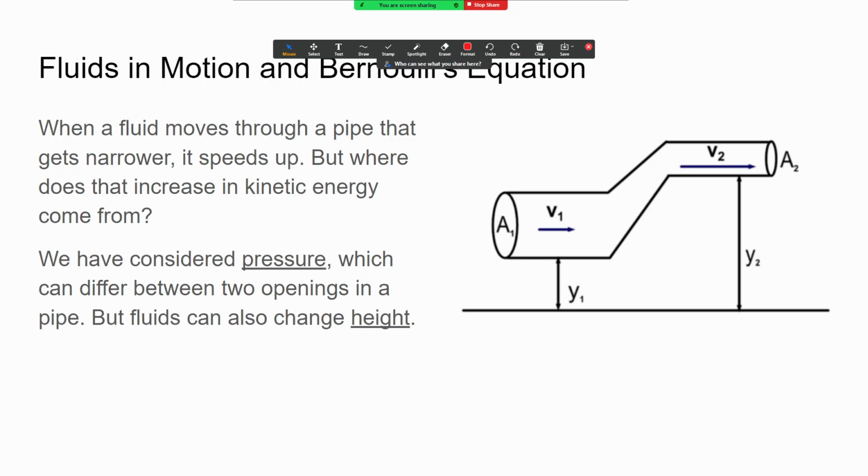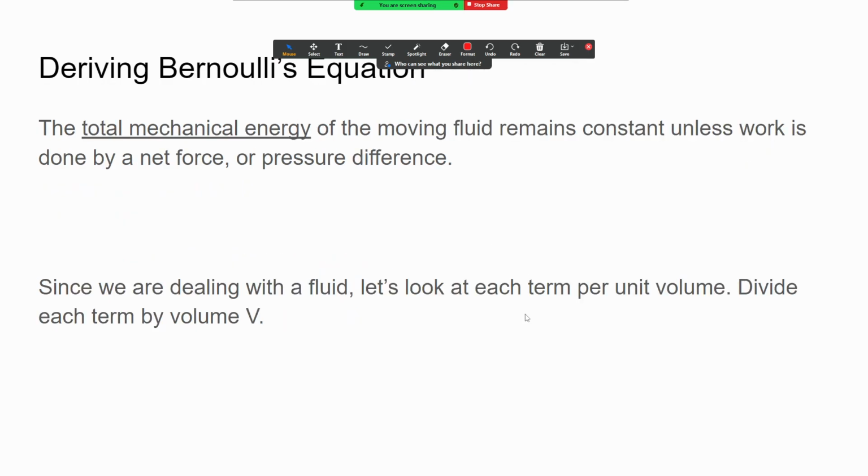So we considered pressure that can differ between two openings. However, fluids can also change in height. Okay, so it's not the pressure that's necessarily causing this increase in kinetic energy, but if we think about the height, the object, when it's at this height versus this height, is going to have a difference in speed. So the total mechanical energy of the fluid is going to remain constant unless work is actually done by some net force or pressure difference.